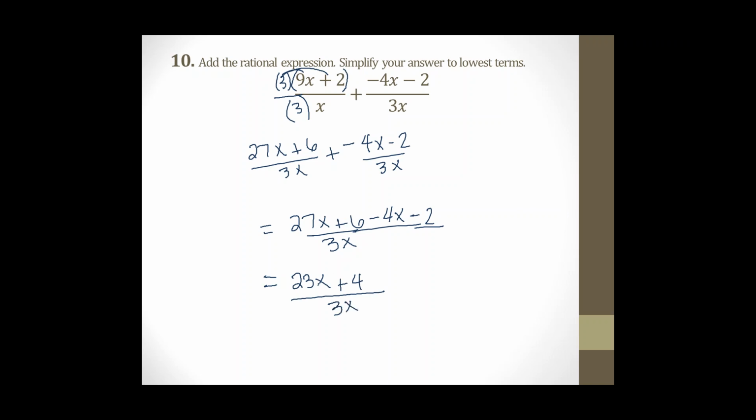And you want to check to make sure you can't factor anything out that could help you simplify, and we cannot. 23x and 4 do not have a common factor other than 1, so this is our final answer. And that letter for number 10 would be letter D. Letter D. Any questions about number 10?